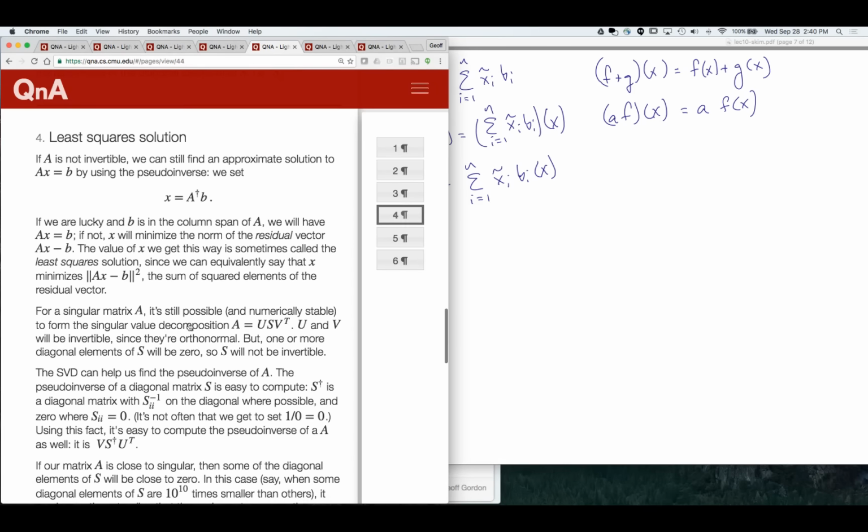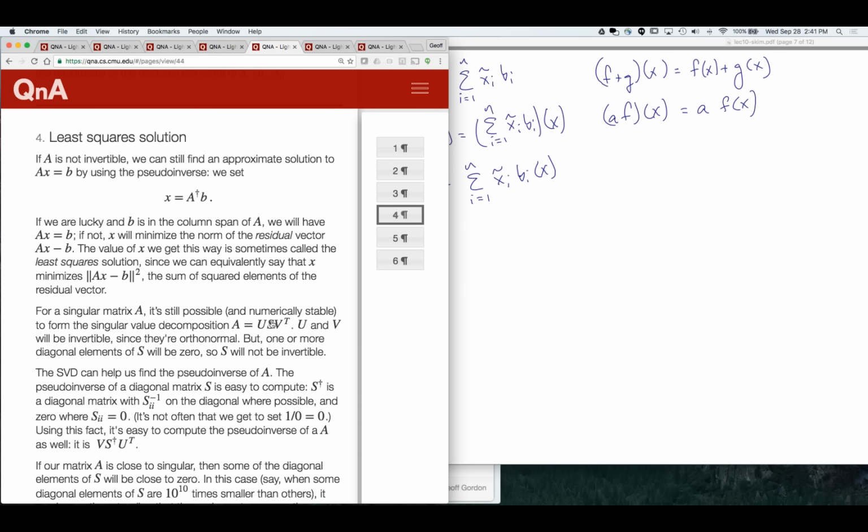If we have a matrix that's singular, meaning not invertible, we can still find an approximate solution to AX equals B using the pseudo-inverse. The pseudo-inverse is defined so that X equals A pseudo-inverse B will give us something that minimizes the norm of the residual vector AX minus B, right? And so we need a way to compute that pseudo-inverse, and the SVD is a good way to do it.